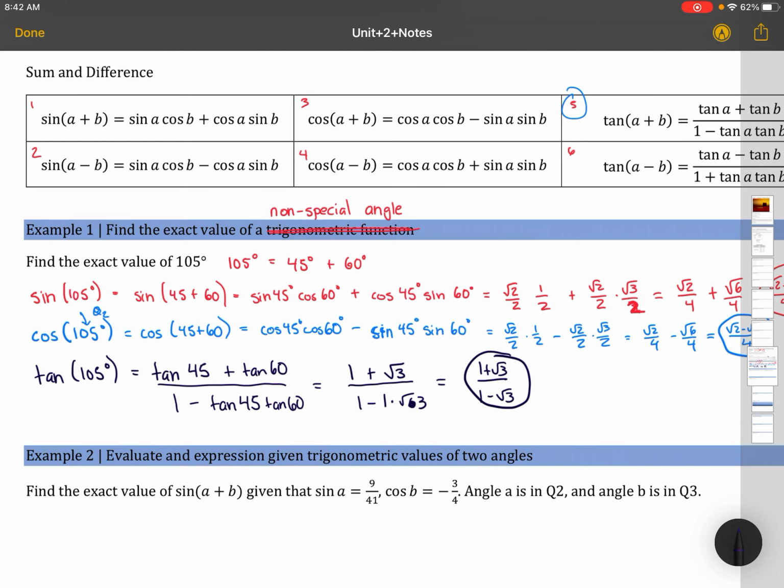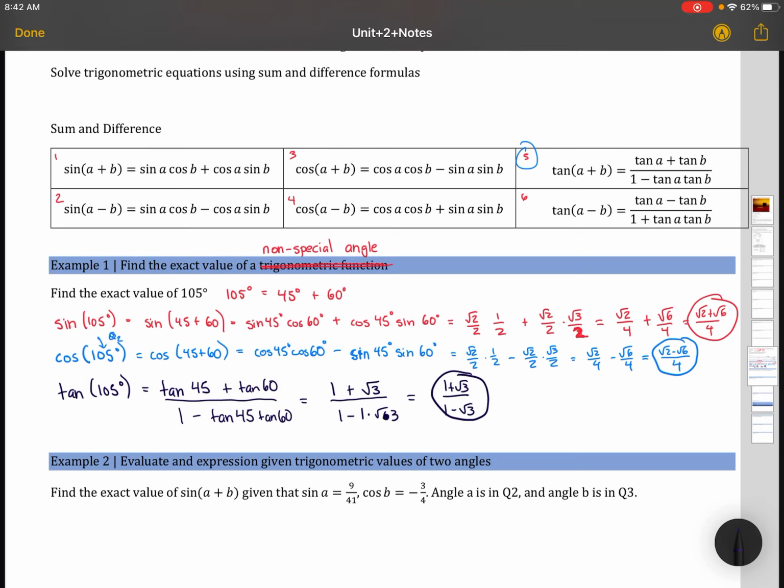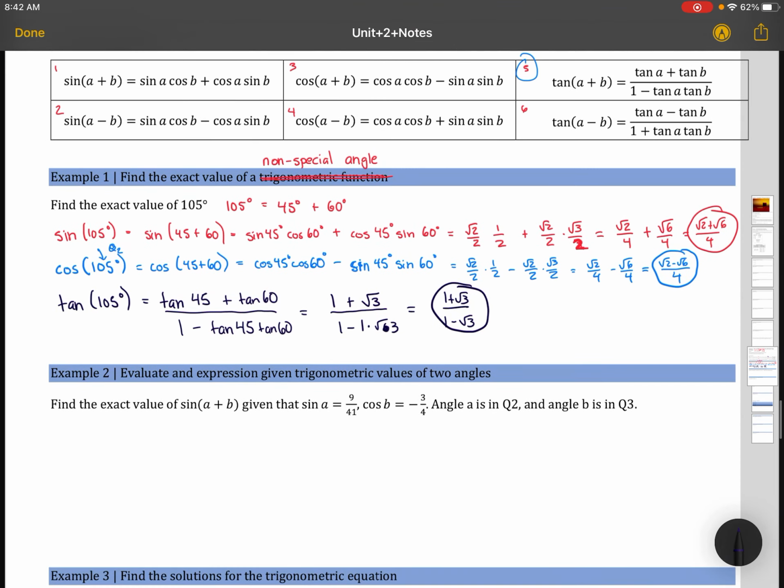105 degrees. Now, of course, we could do secant, cosecant, and cotangent just by doing the reciprocals of each of those. We're not going to do that. I feel like that's just an algebra 2 thing at that point to simplify those. So we're going to stop here.